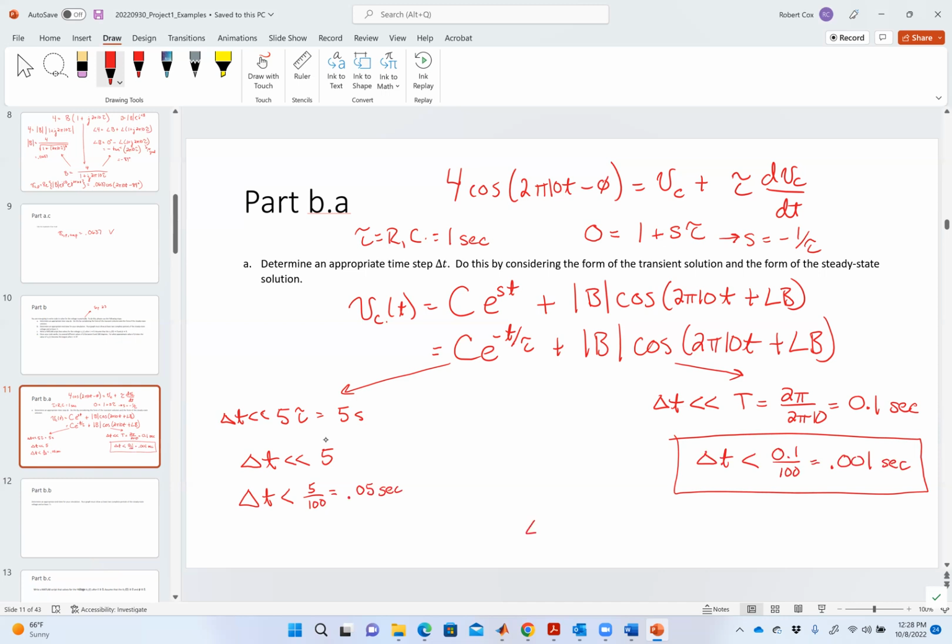In this particular case, I can write my code however I want. I actually chose in my code that my delta t was equal to the period divided by 1,000.